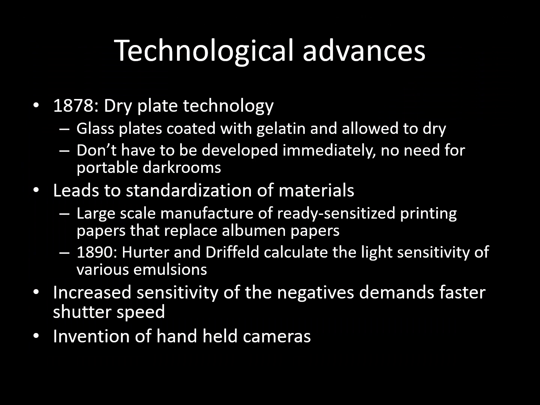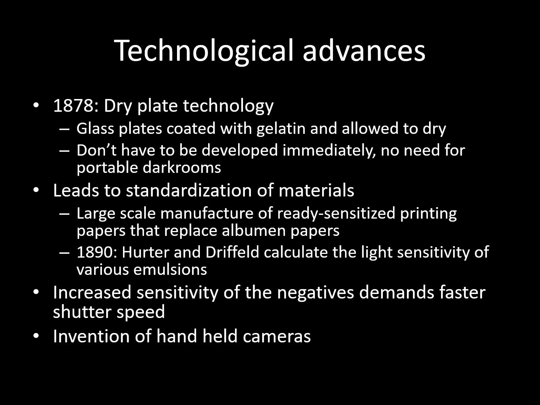Finally, there are additional technological advances that really change the practice of developing photographs. So in 1878, you have the invention of dry plate technology, where glass plates are coated with gelatin and allowed to dry. And so you don't have to develop them immediately, and you don't need the portable darkrooms anymore, which is what we had with wet collodion. This leads to a standardization of materials and the large-scale manufacture of ready sensitized printing papers. This replaces albumin papers. So the fact that you can do this at a much larger scale means that you can sell this to the public. You don't necessarily need to be an expert in it or buy your own materials.